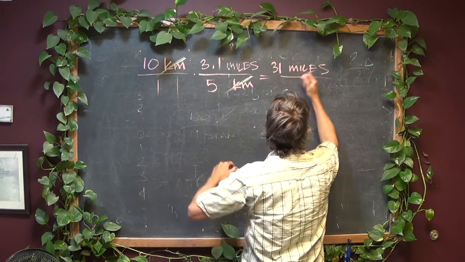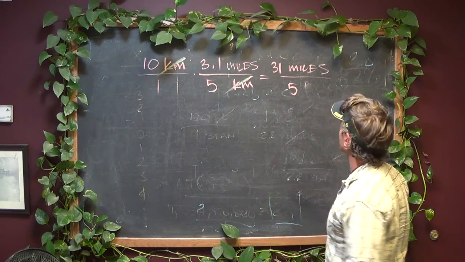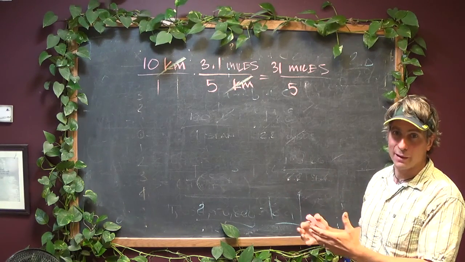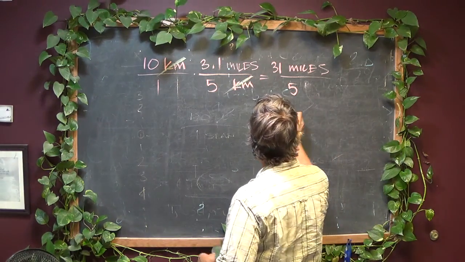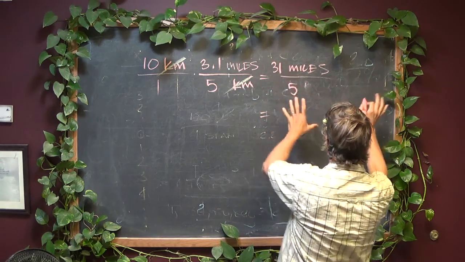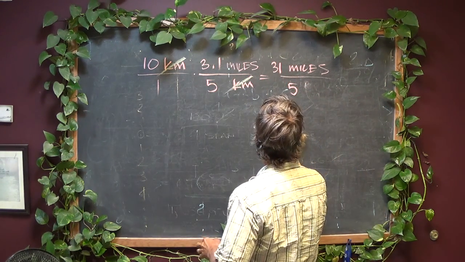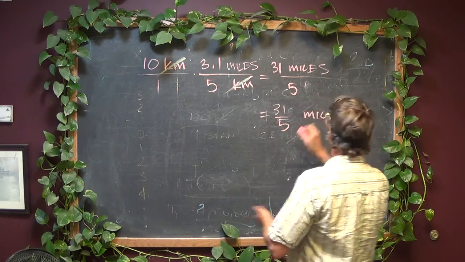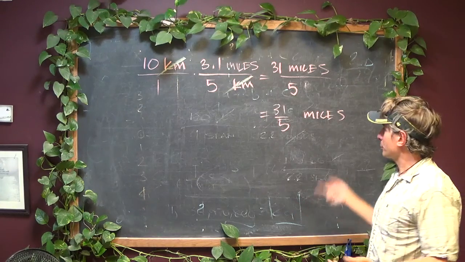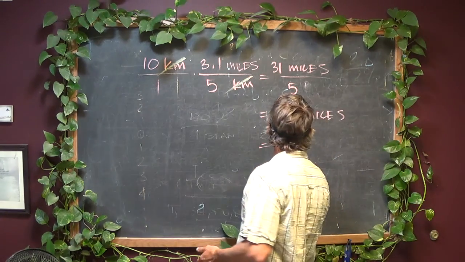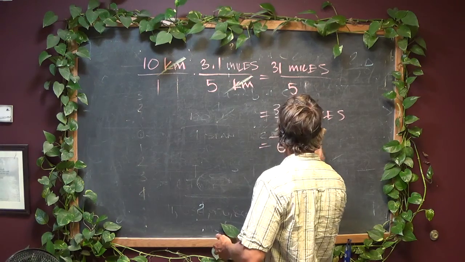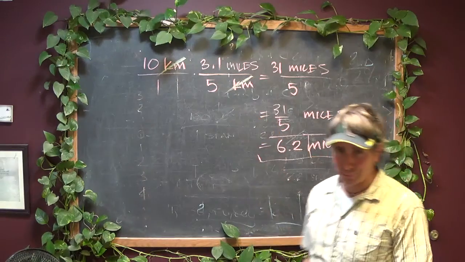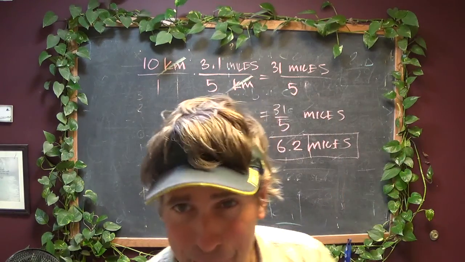1 times 5 is 5. 5 times 1 equals 5. So you have 31 miles over 5. Now, again, unit-wise, in class, we've talked about breaking out the units and the number part. So you have 31 divided by 5, and then you have miles per 1, or just miles. And then you've got to divide 31 by 5, which is going to be 6.2. 6.2 miles. So that's your conversion for 10 kilometers to miles.